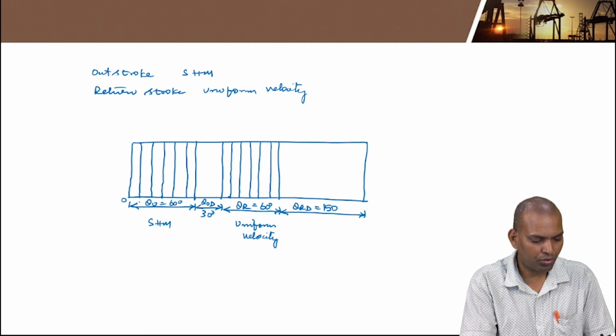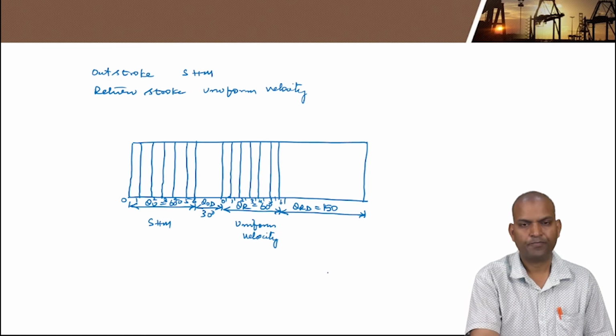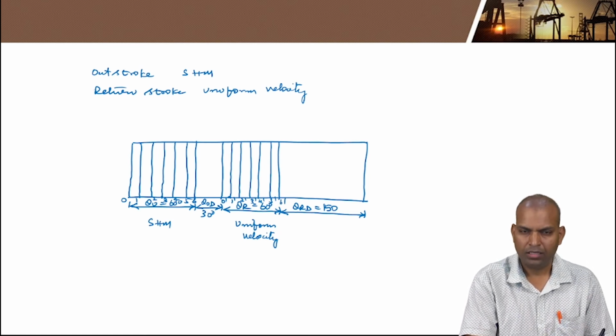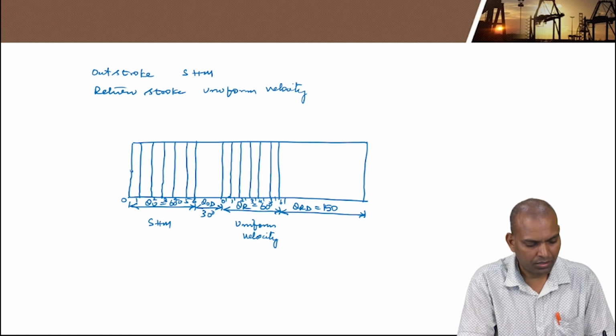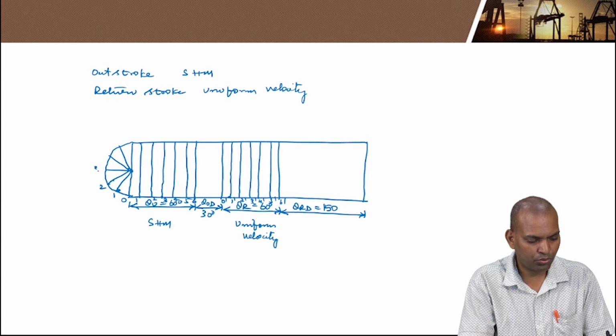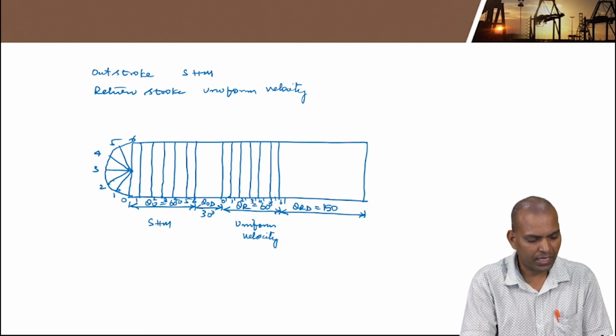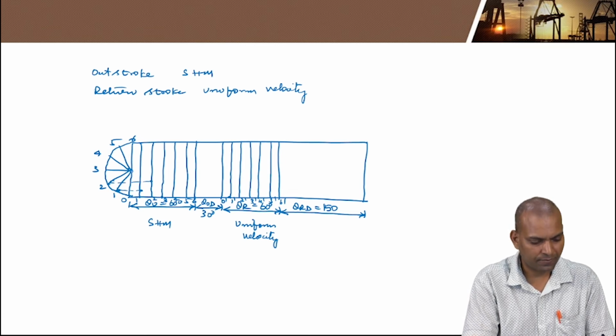Mark these parts 0 or A, up to your choice, 1, 2, 3, 4, 5, 6. So 0 dash, 1 dash, 2 dash, 3 dash, 4 dash, 5 dash and 6 dash. Now in this case, for outstroke it is SHM. Draw a semicircle. Divide the semicircle into equal angular divisions. This is 1, 2, 3, 4, 5, 6. Now draw horizontal lines from these angular divisions to the vertical lines of the x-axis.